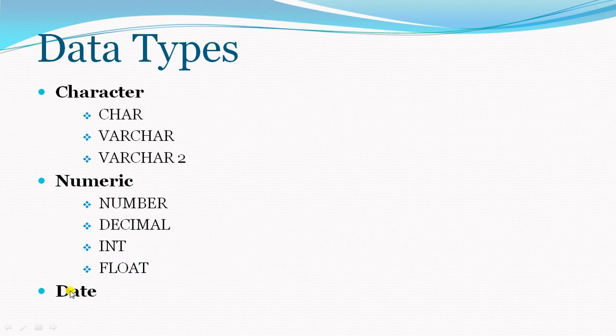Now date is separate, it's totally different from these two data types. It's a different data type where you can put dates only, like 22nd March 1990, something like that. When we do the practicals with examples, you will understand the concept better.